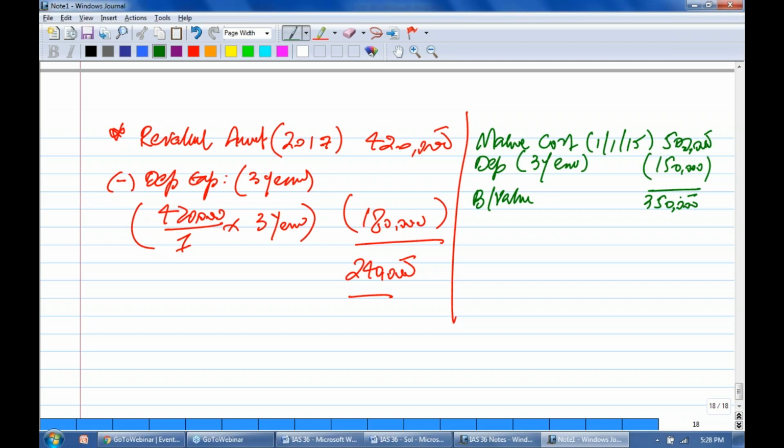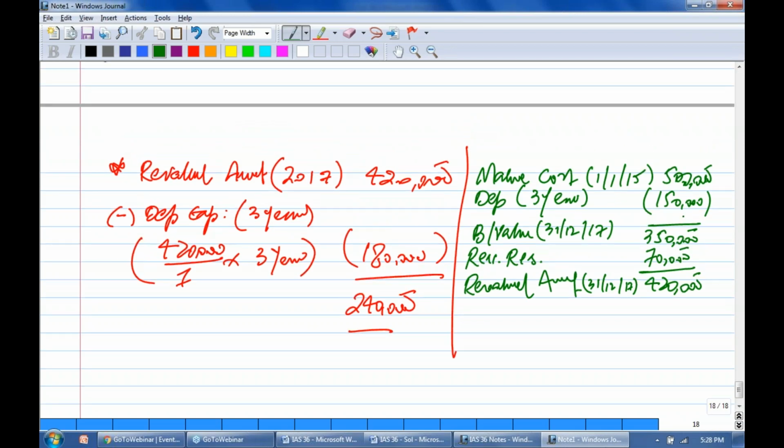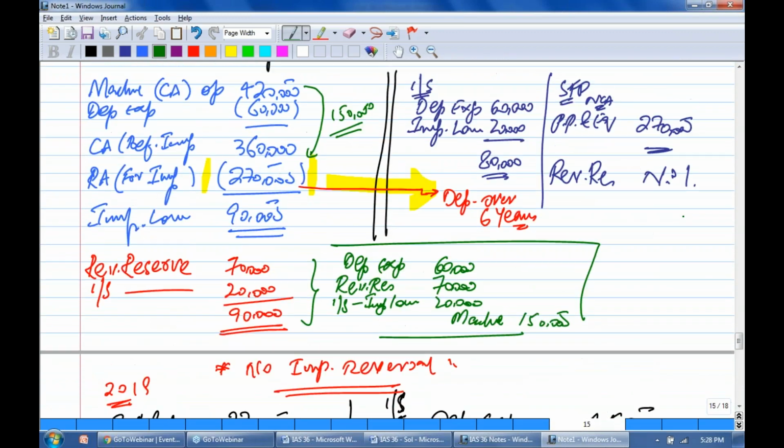3,50,000 and revalued amount, and this is 31st December 2017 and revalued amount, 31st December 17, that is 4,20,000, and put the revaluation reserve with the value of 70,000. That's, we have done it already. Revaluation reserve 70,000.